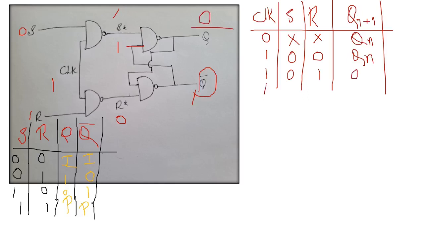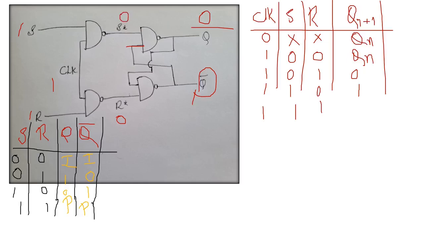Then when clock value is 1, S value is 1 and R value is 0, we'll be getting the opposite of that, which is 1. When all the three inputs are 1, 1, 1, that means S value 1, R value 1, clock value is 1, then 1, 1 means S star value will be equal to 0, and here also 1 1 means R star value will be equal to 0.